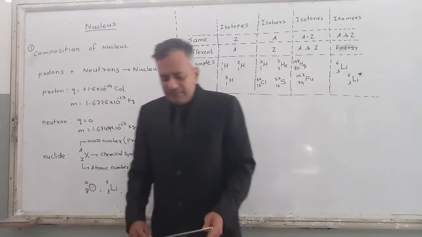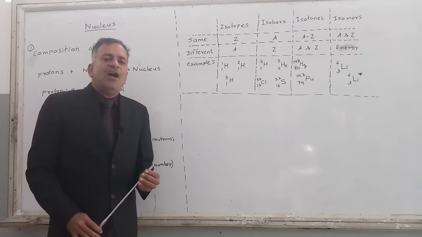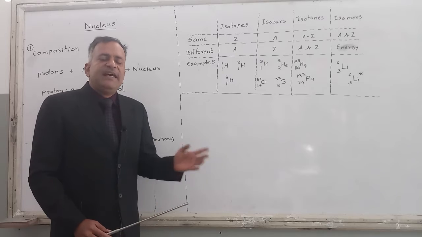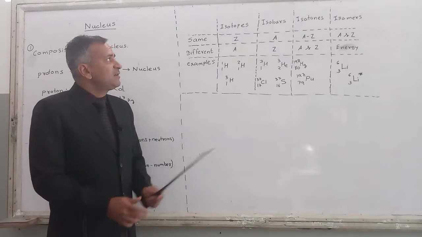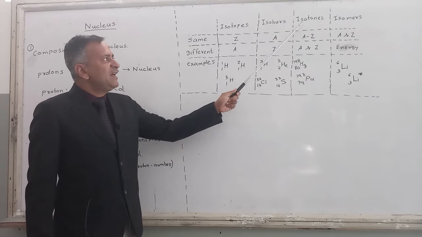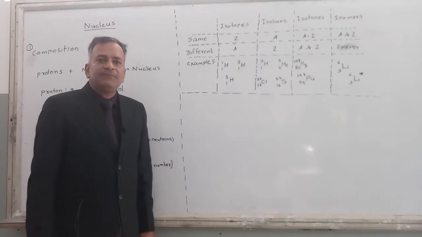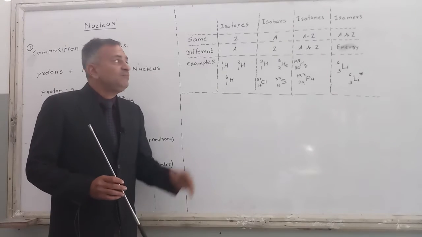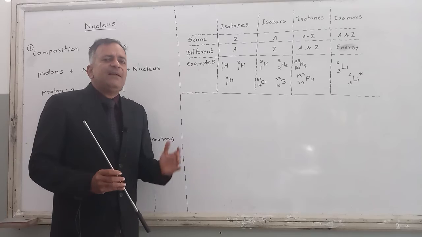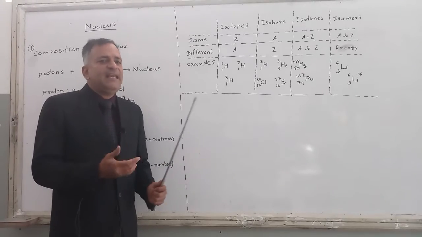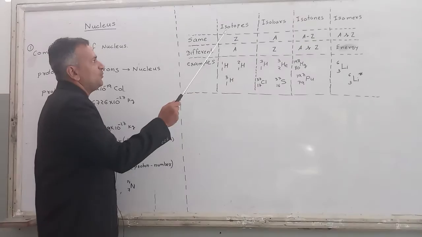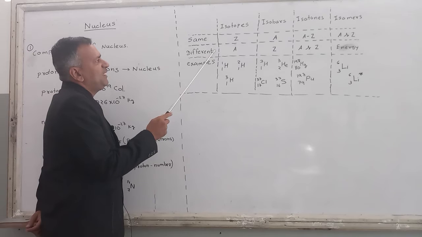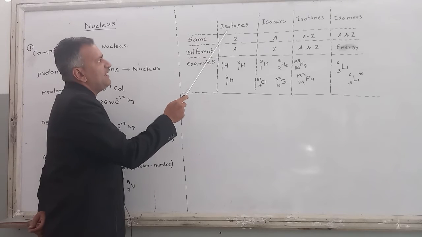Now, the nucleus of one particular element, they are not exactly the same. They are categorized into 4 different parts: isotopes, isobars, isotones and isomers. How they are classified? All these 4 species, they will have some things which are same and some things which are different. Let us say in case of isotopes, if 2 nuclei have same atomic number but different mass number, they are called as isotopes.